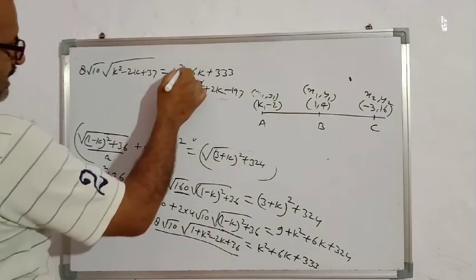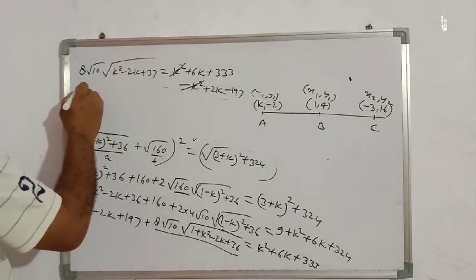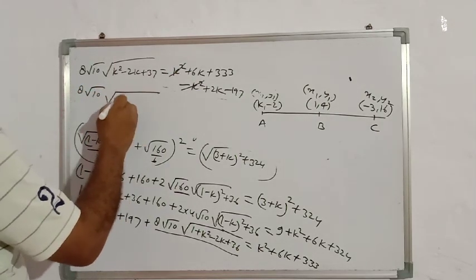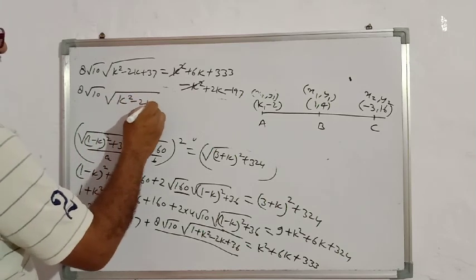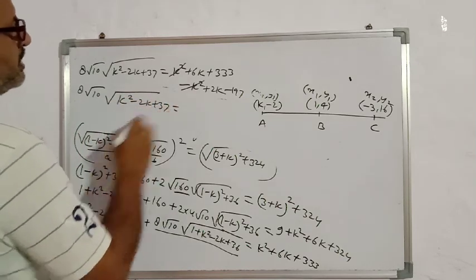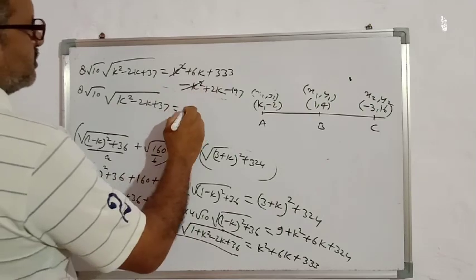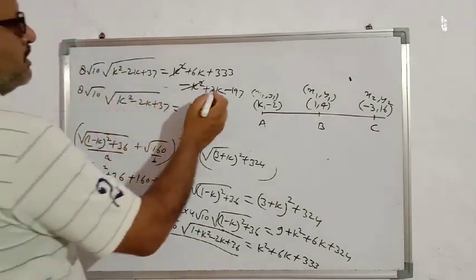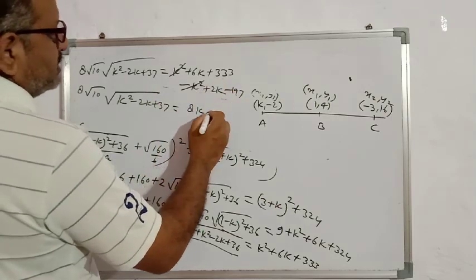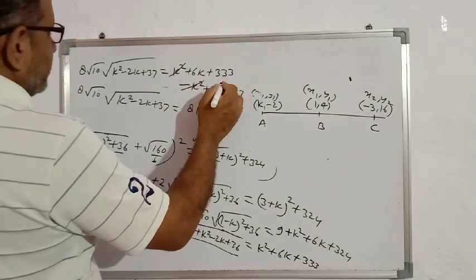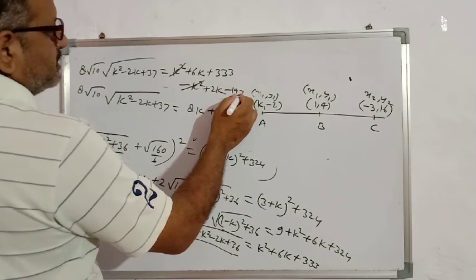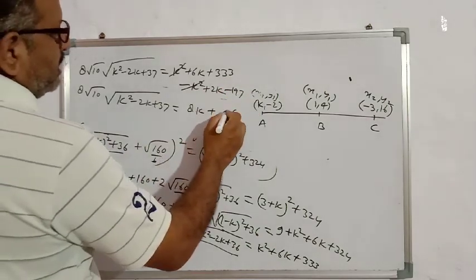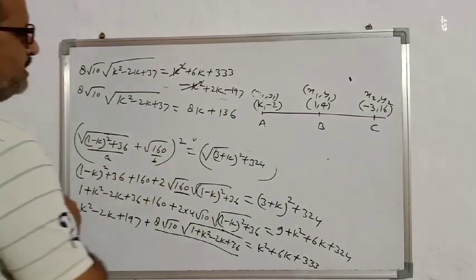So k square cancels with k square. 8 root 10 under root k square minus 2k plus 37 equals 6k plus 2k, 8k, and 333 minus 197. So 13 minus 7 is 6, 12 minus 9 is 3, 136.